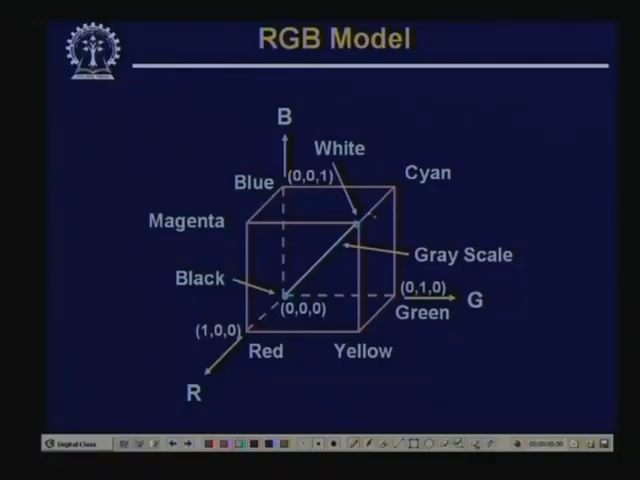So, these locations, 1 0 0, 0 1 0 and 0 0 1, are the locations of the three primary colors of light, that is red, green and blue. And you find that in this cube we have also placed the secondary colors of light, which are basically the primary colors of pigment, that is cyan, magenta and yellow. These three colors, cyan, magenta and yellow, are placed in the other three vertices of this unit cube.